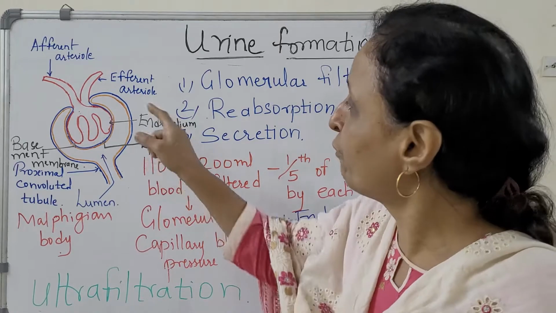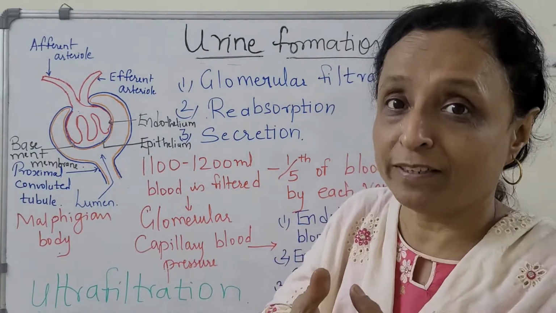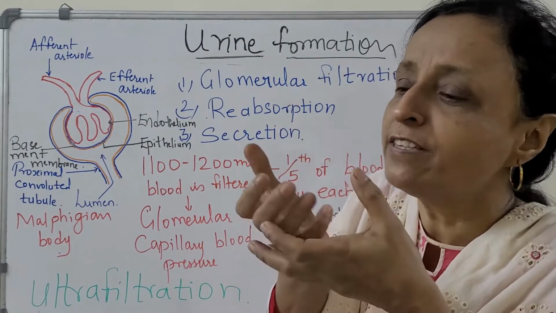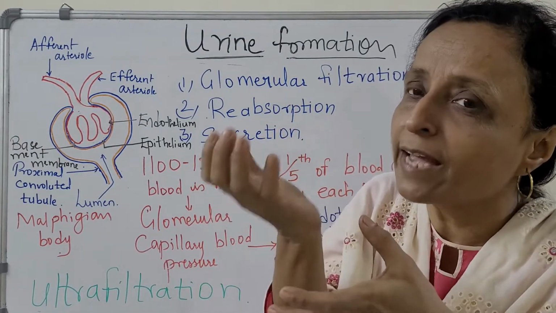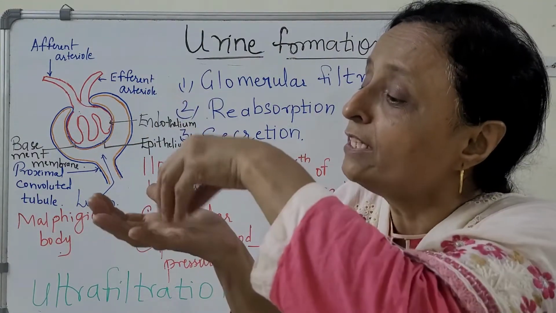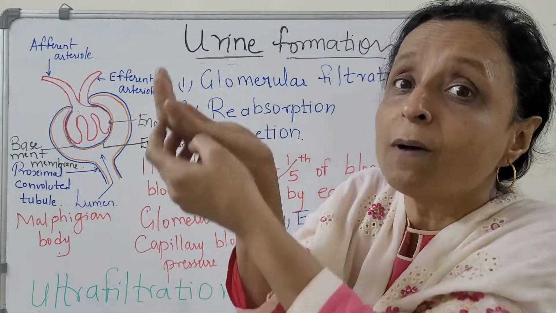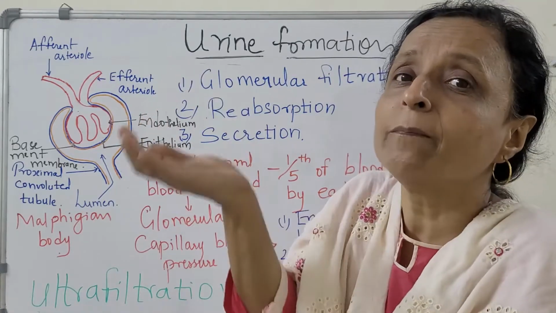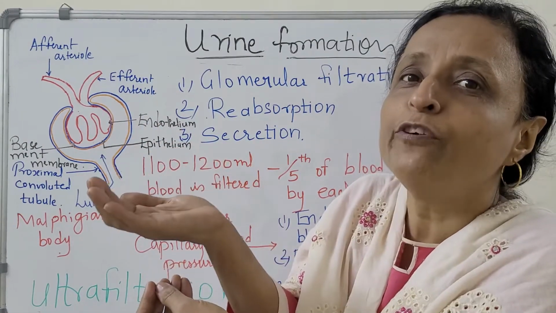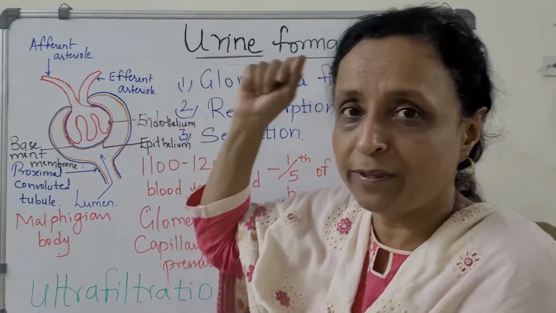Now the first layer for filtration is the endothelium of the capillaries. These are capillaries, and the endothelium is the inside layer. So through the inside layer of the capillaries, all the plasma will pass through. Only the proteins will remain inside. Proteins won't come out. Only the plasma, all the substances of plasma except the protein, will come out. So the first layer of filtration is the endothelium of these glomerular capillaries.